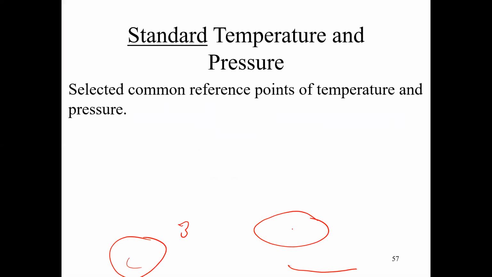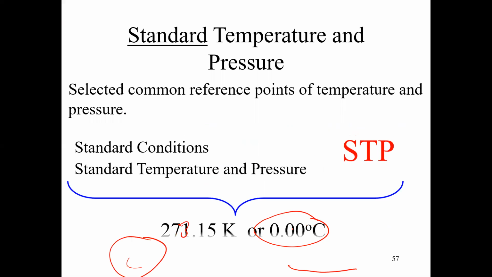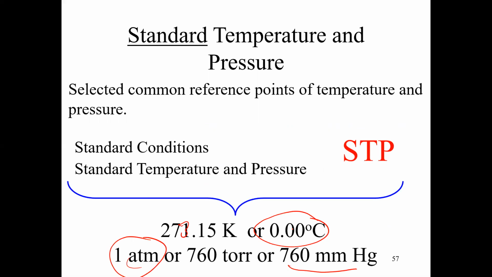Standard temperature and pressure, by definition, that is 273.15 Kelvins or 0 degrees Celsius.